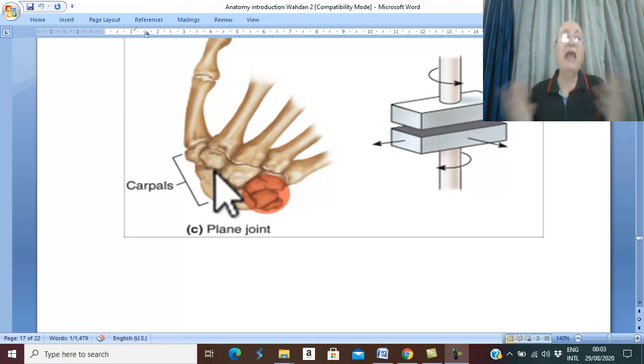Then we take the polyaxial joint, ball and socket. And finally, sliding movement or gliding movement in no axial plane joints.